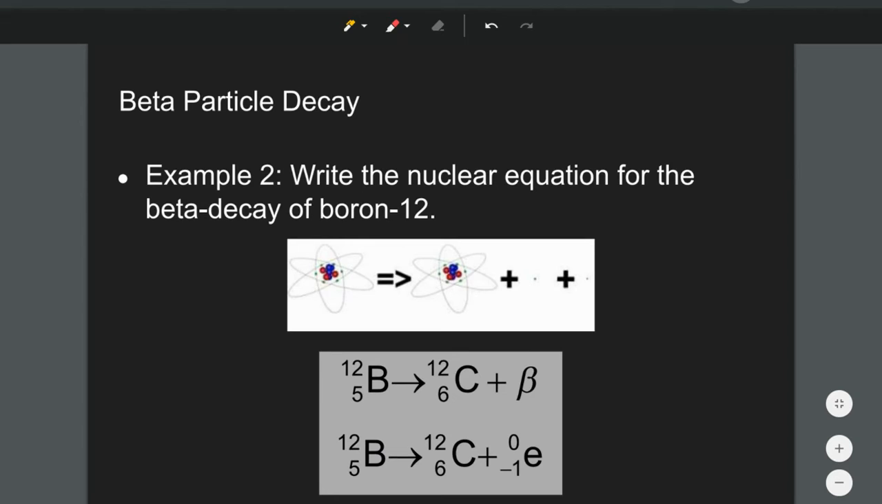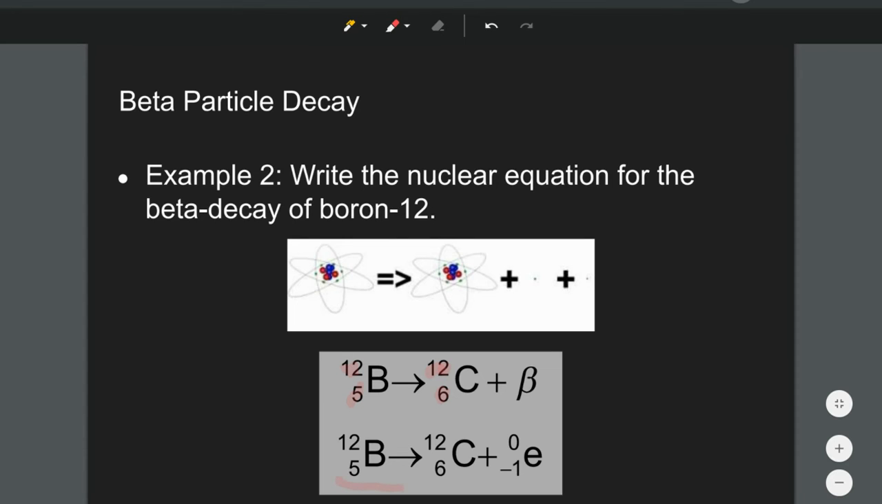The next type of reaction is a beta particle decay, and beta particles are electrons, so it gives off an electron. This is an example of boron changing into carbon by beta decay. So boron-12 has 5 protons because it's boron, and it has a mass of 12, but that's an unstable nucleus. And so to become stable, it gives off a beta particle, and doing that, it becomes carbon. It now has 6 protons. And the mass is still 12 because the mass of an electron is 0.